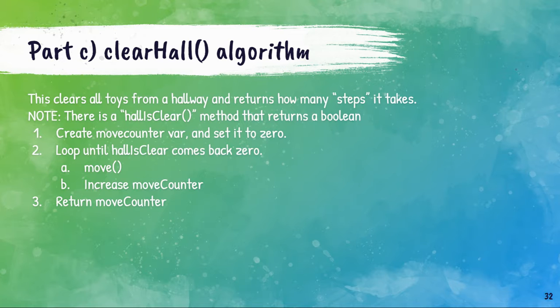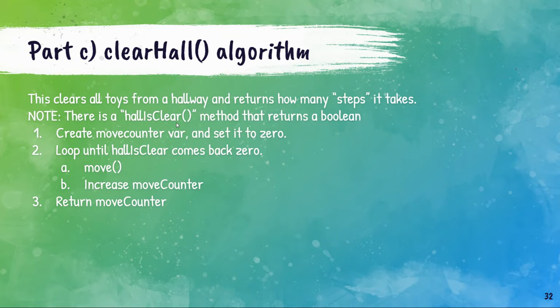And then there's the clear haul method. Well, the clear haul method, there's a couple things going on here. Clear haul is going to call move multiple times. And there's another thing. There's a haul is cleared method. This is a method that is very easy to overlook. First time I read it, I missed it.